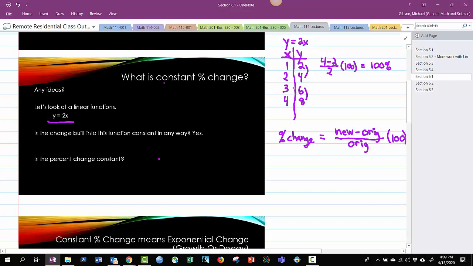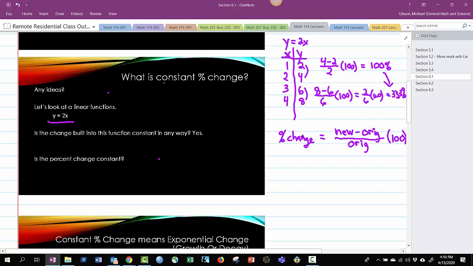Well, let's move down here a little bit. What about from x equals 3 to x equals 4? Well, y goes from 6 to 8. The new this time is 8, the original is 6. Divide that by 6, times 100. This is 2 over 6 times 100, which turns out to be 33.3%. It's not the same. It changed. In fact, if we were to follow this on down, the further we go, the smaller the percent change gets. So it's not a line.